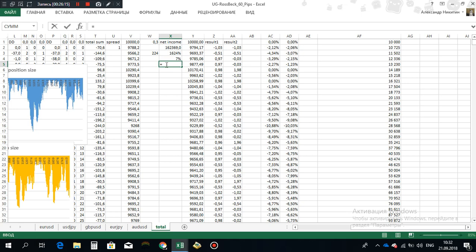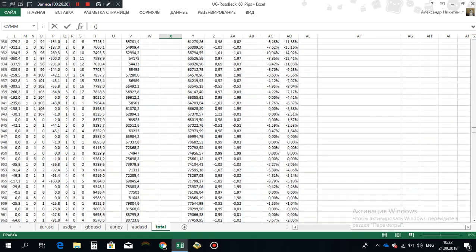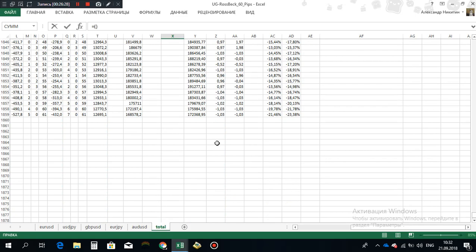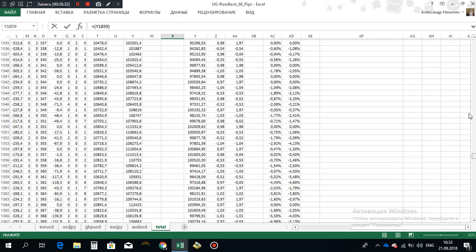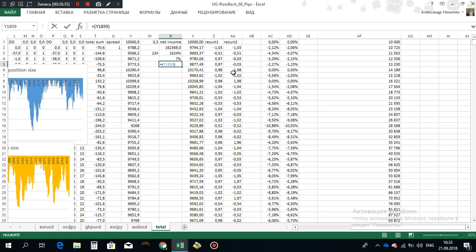Basically, you should calculate it this way. What is your ending period? The ending return was that. The ending account, sorry. This was the ending account. And we should divide that ending account by the initial account.